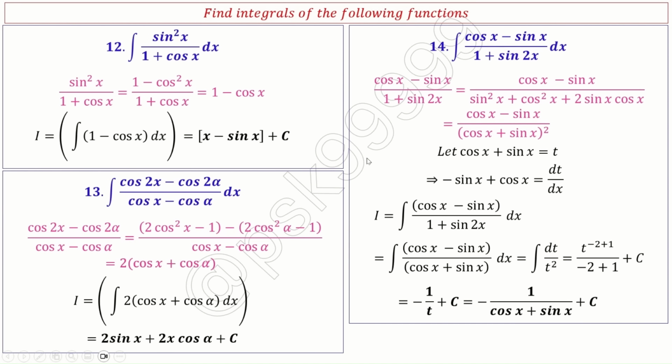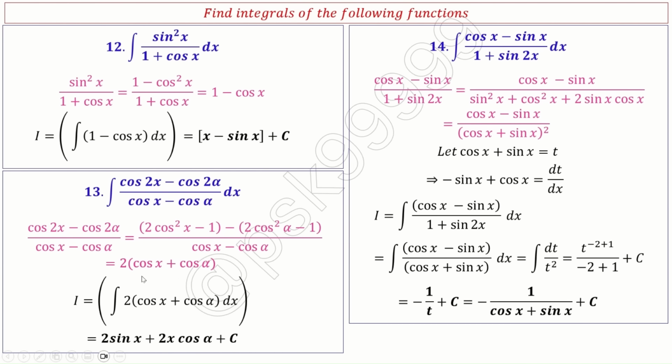Next, cos 2x minus cos 2 alpha divided by cos x minus cos alpha dx. Remember only x is the variable, and cos 2 alpha and cos alpha are constants. I'm writing cos 2x as 2 cos square x minus 1, and cos 2 alpha as 2 cos square alpha minus 1, divided by cos x minus cos alpha. If I simplify this, 1 and 1 get cancelled. I am left with 2 times cos square x minus cos square alpha. I can write it as cos x plus cos alpha into cos x minus cos alpha. So cos x minus cos alpha in the denominator gets cancelled, and I'm left with 2 times cos x plus cos alpha. Hope you understand how this has come.